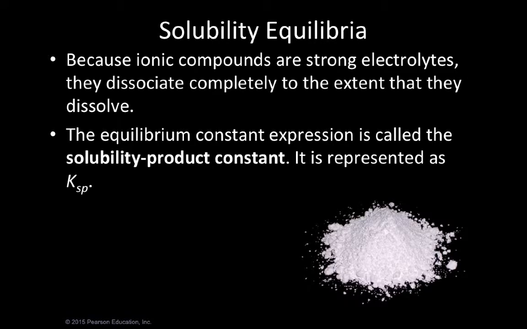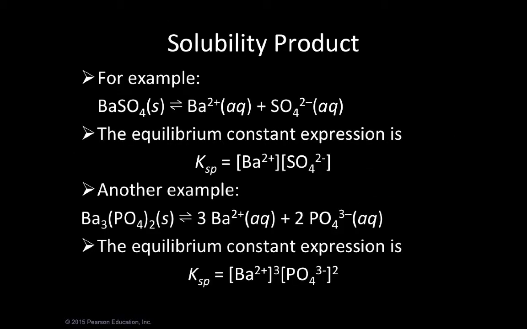So the last type of equilibrium we're going to look at is the equilibrium that exists when an ionic compound dissolves in water. When you have an ionic compound and it dissolves, it breaks up into its component ions. So there's an equilibrium that exists between the solid and the ions, and that equilibrium is notated as KSP. So here's an example.